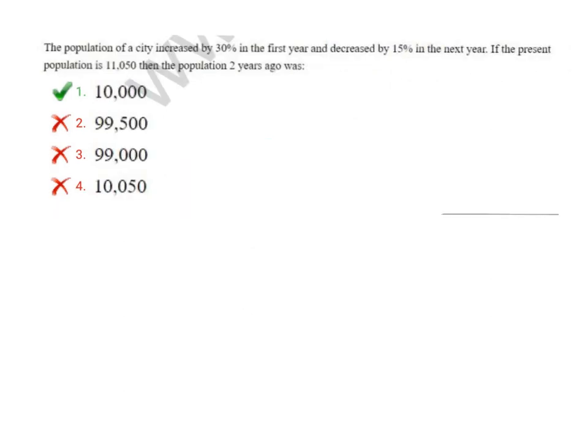Next, the population of the city is increased by 30% in the first year. Let it be x initially. 30% increase in the first year is 13 by 10, then decreased by 15%. 15% is 3 by 20, so decrease means 17 by 20. Now it became 11,050.